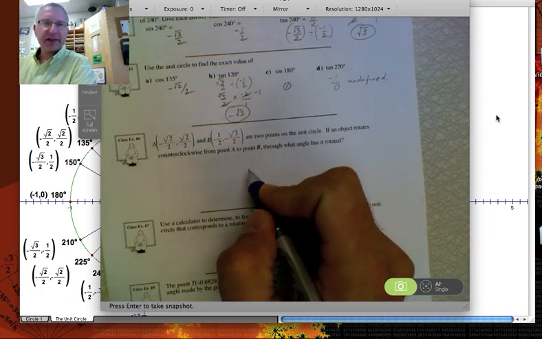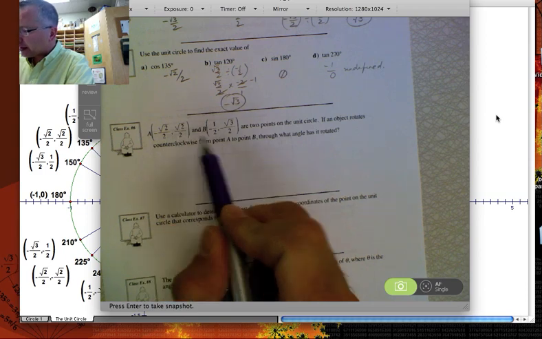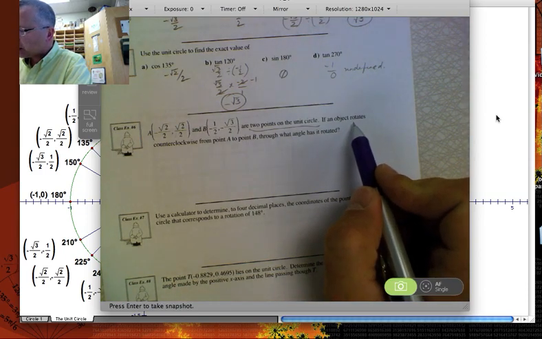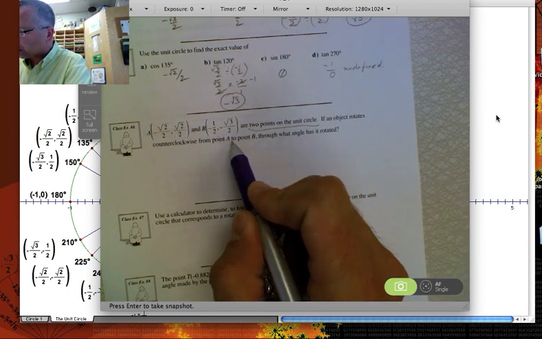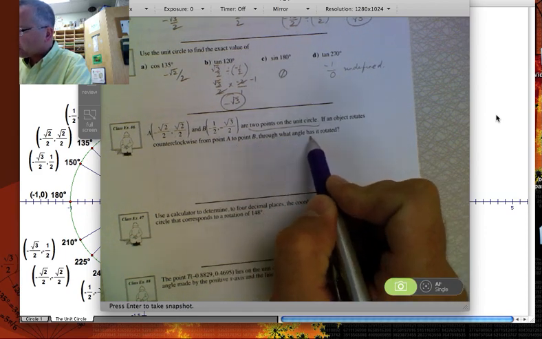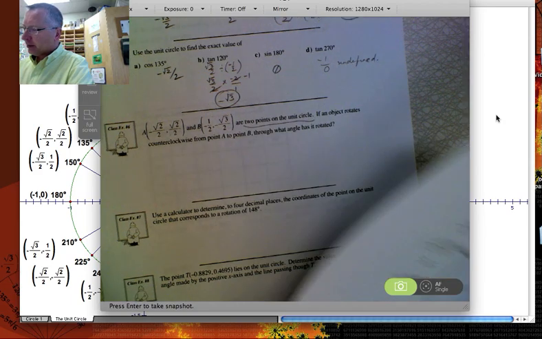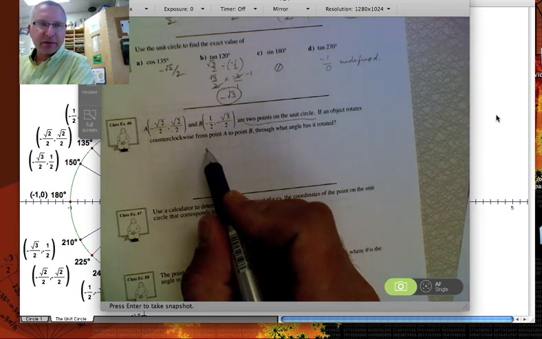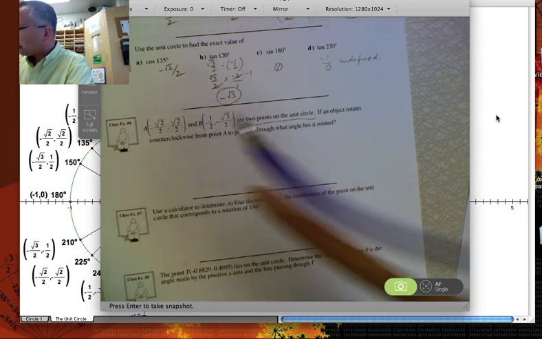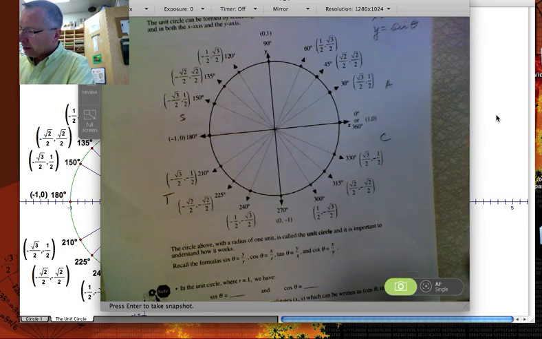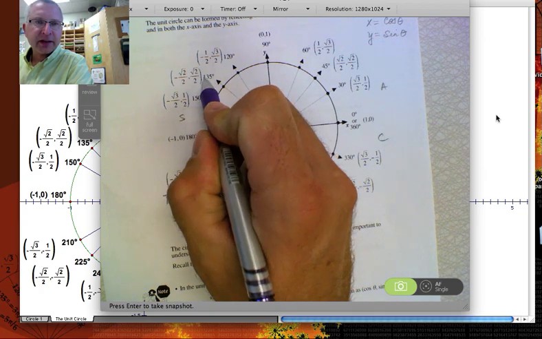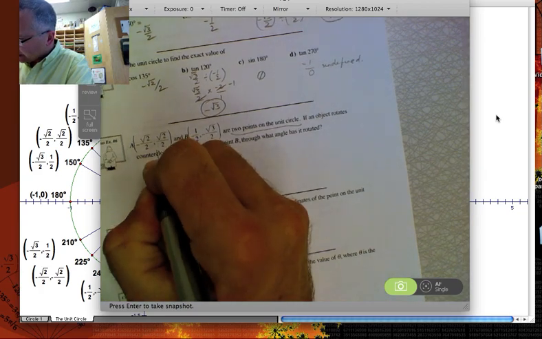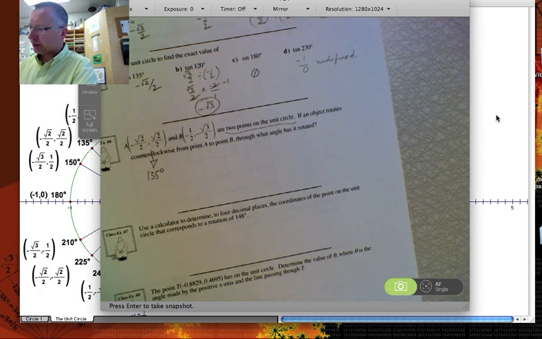Now, the next example says we have the following points, A and B. They're 2 points on the unit circle. It says if an object rotates counterclockwise from point A to point B, through what angle does it rotate? Well, the first thing I need to do is I need to find negative root 2 over 2 and root 2 over 2. Well, that's right here. It's at 135 degrees. So this first point is at 135 degrees on our unit circle.